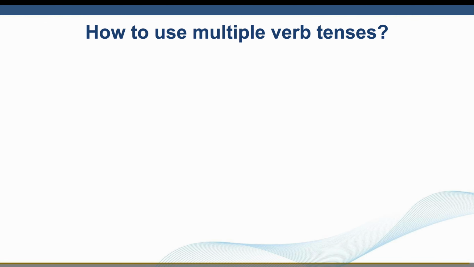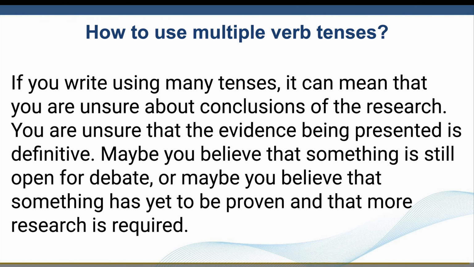Next topic. How to use multiple verb tenses. If you write using many tenses, it can mean that you are unsure about conclusions of the research. You are unsure that evidence being presented is definitive. Maybe you believe that something is still up for debate. Or maybe you believe that something has yet to be proven and that more research is required. Yes, different verb tenses can change the mood of your research paper in this way.